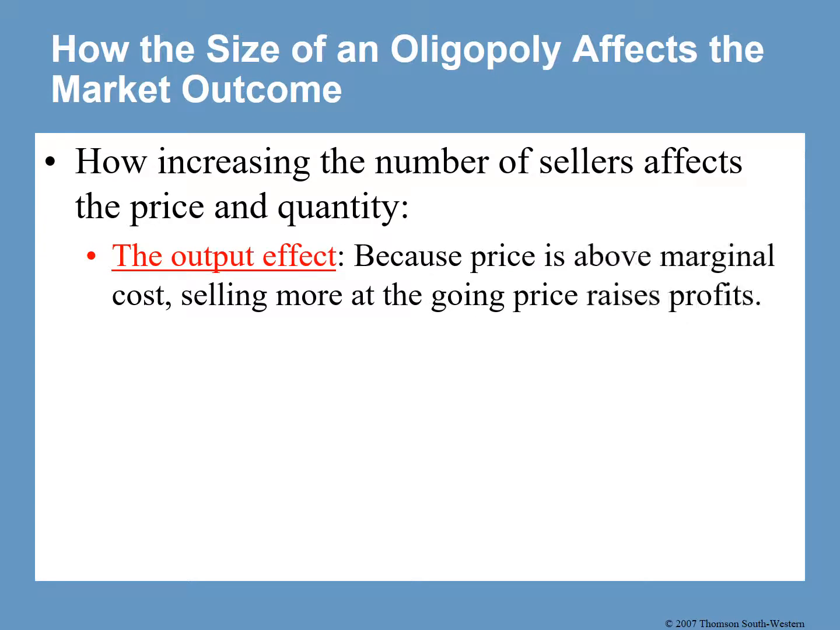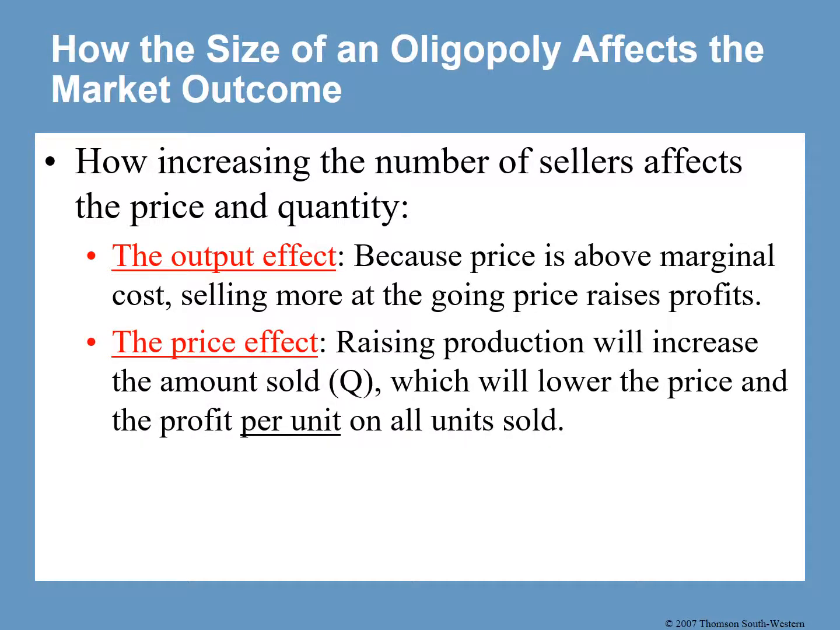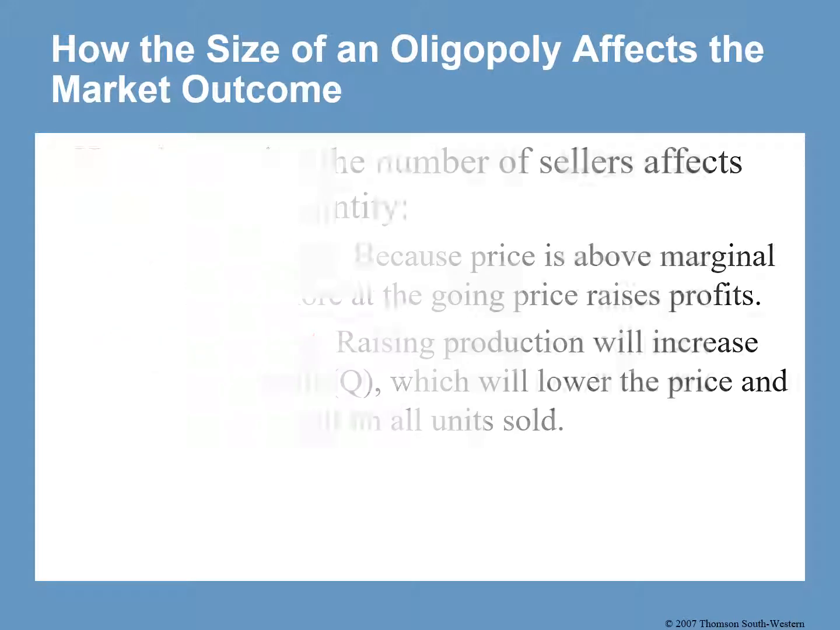Think about that. Well, 2 things are at play, and we've seen these before. The output effect, right? Because the price is above marginal cost, selling more is going to raise profits. However, at the same time, we have the price effect. Raising production will actually lower the price, right? We had a downward sloping demand curve. So as we move right on the graph, higher quantity leads to lower price on the y-axis, per unit. So both of those are going to be at play at the same time, just like we've seen in the past.